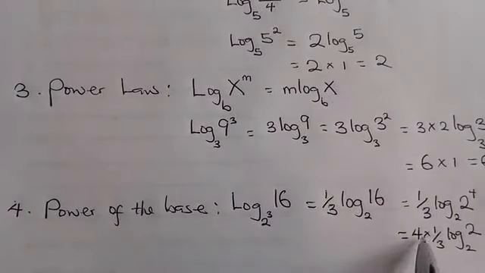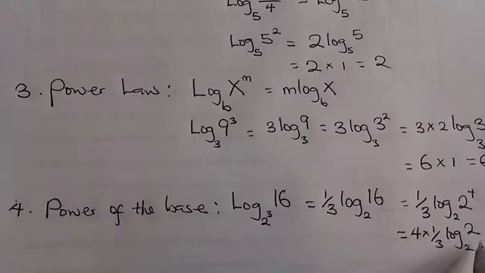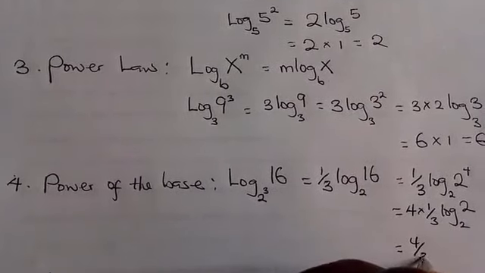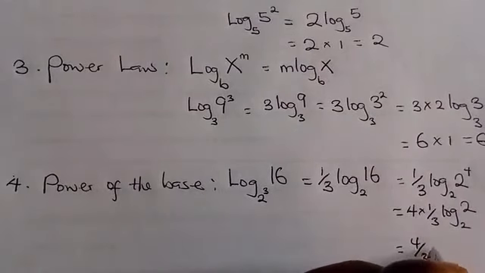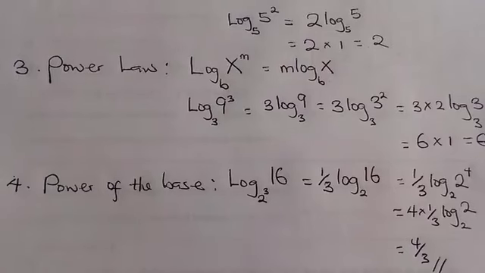right? 4 times 1 over 3 log 2 to base 2, it's equal to 4 times 1 over 3 is 4 over 3. Then log 2 to base 2 is 1, because a log to its base is 1. So multiplying this by 1, we are still having 4 over 3. So that is the fourth law of logarithm. The next one that we'll be looking at is logarithm to its own base.